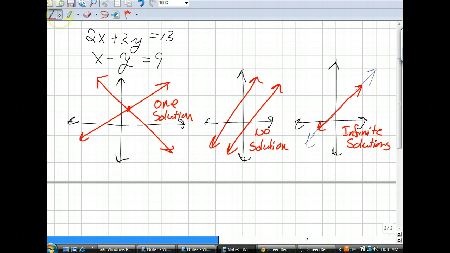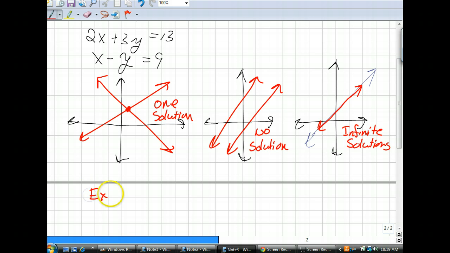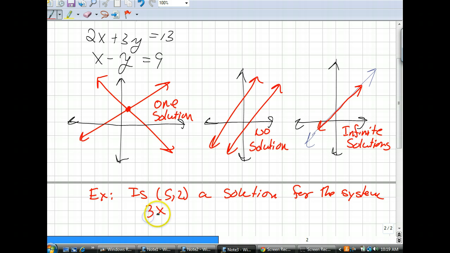So in order for it to have a solution, it has to have an ordered pair that works. So for example, is (5, 2) a solution for the system 3x plus 3y equals 16, and 3x minus 7y equals -1?